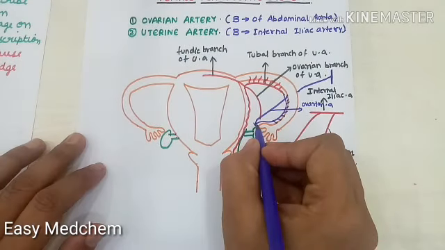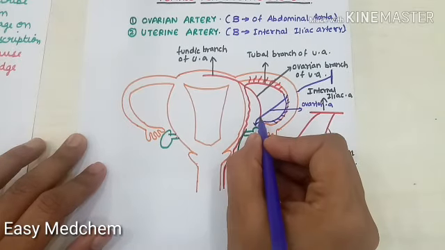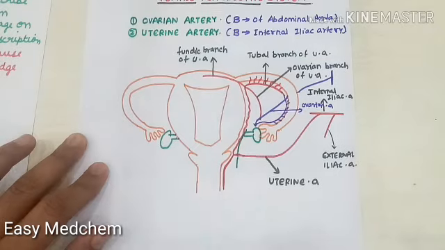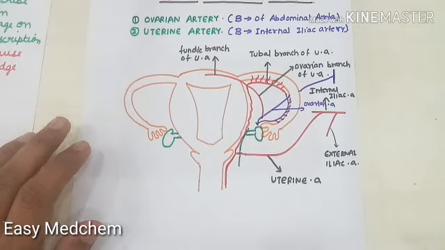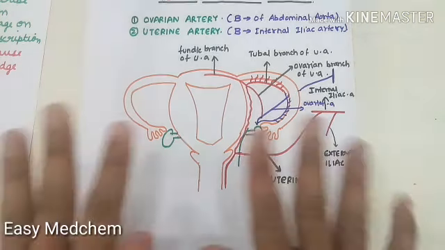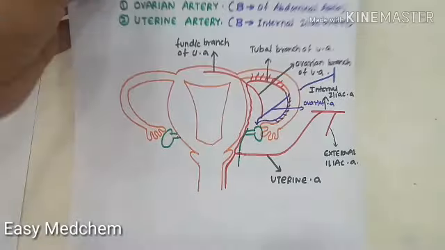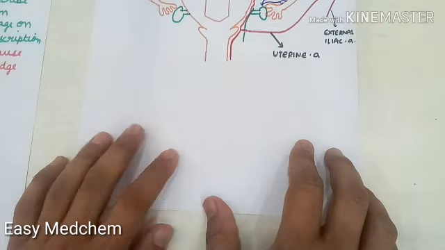And this ovarian artery, which is a direct branch of the abdominal aorta, will also anastomose with the ovarian branch of the uterine artery, which is the branch of the uterine artery. And uterine artery is the branch of the internal iliac artery. So this is the superficial arterial blood supply of the female reproductive system. Now at the internal level, we will draw here.